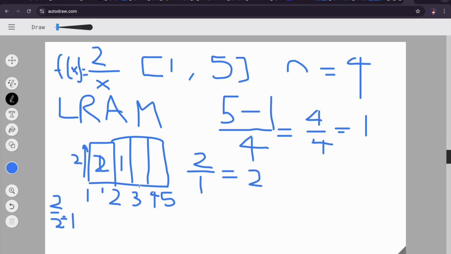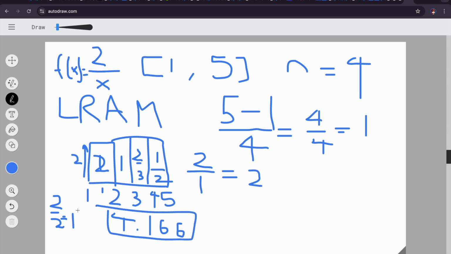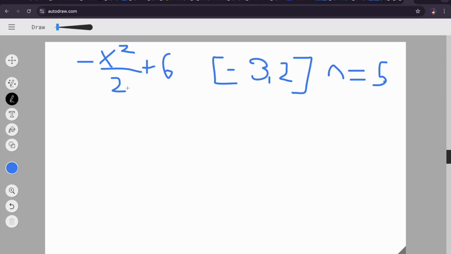Now 2 over 3, the 2 over 3 times 1, 2 over 3. Now 2 over 4, what is that? 1/2. 1/2 times 1, because width of 1. Just going to add these up. And we'll get something like 4.166, something like that. So that'll be our answer for this one. There you go.